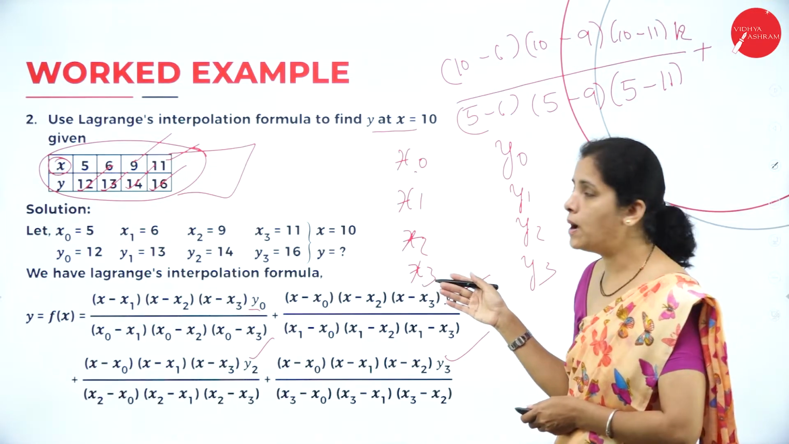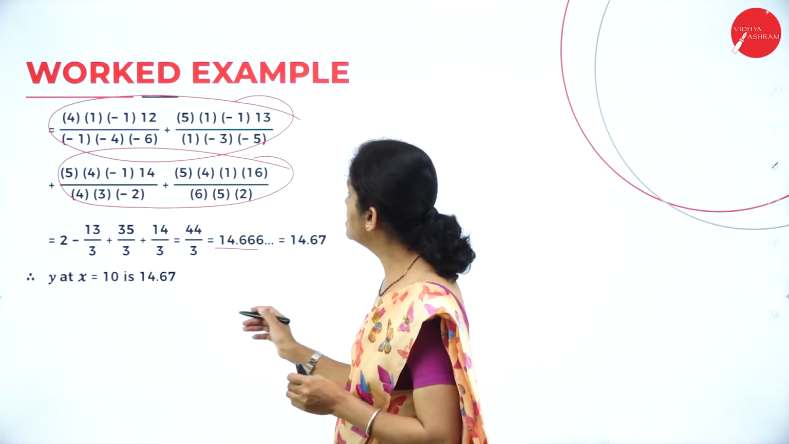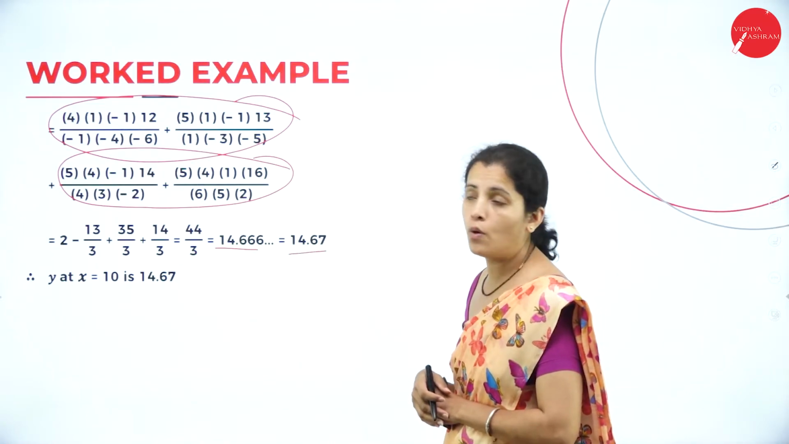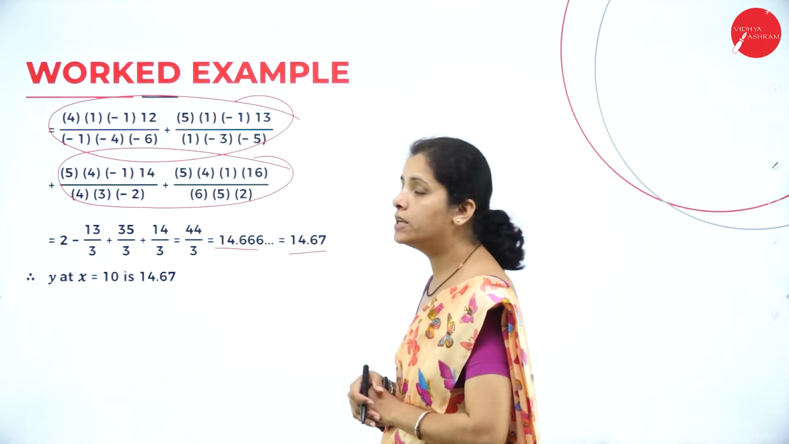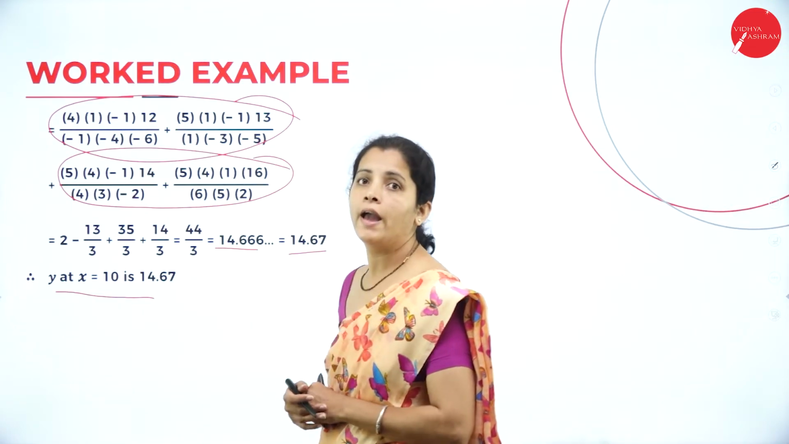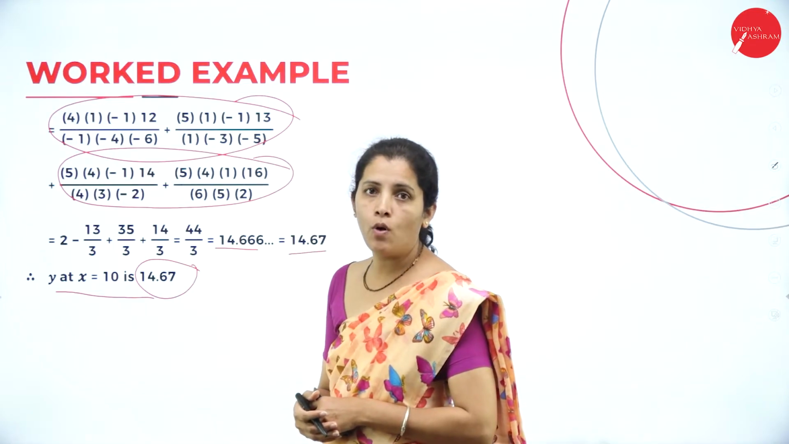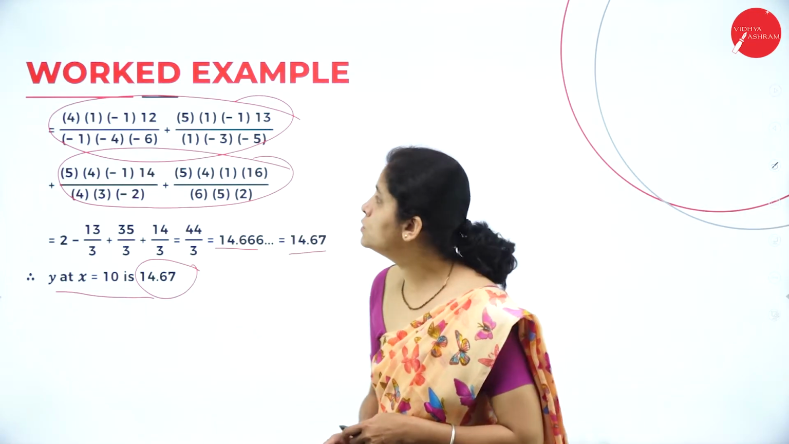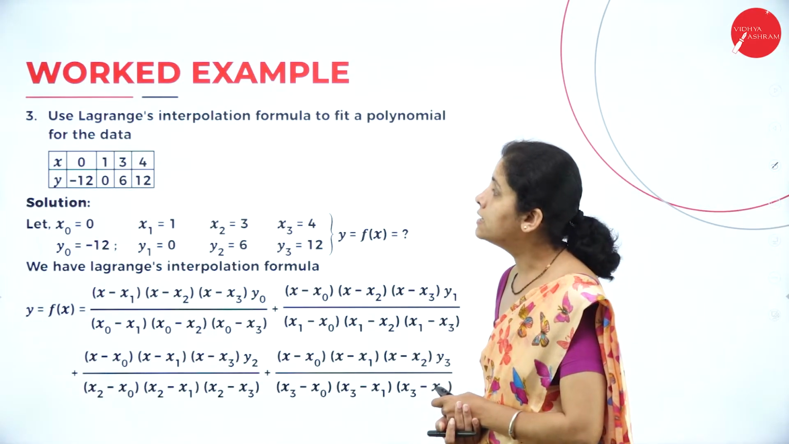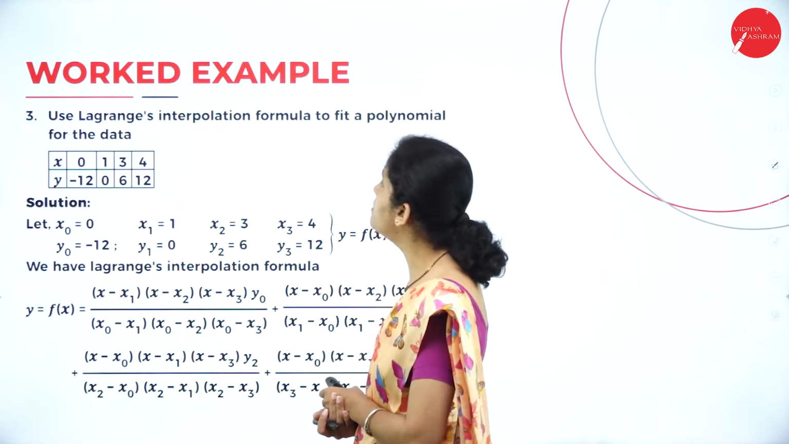After substituting the values and calculating, I'm going to get the answer 14.666, which is equal to 14.67. Now, dear student, I'm going to write the conclusion that y at x equal to 10 is 14.67. Now, dear student, let me consider another example: use Lagrange's interpolation formula to fit a polynomial for the data.